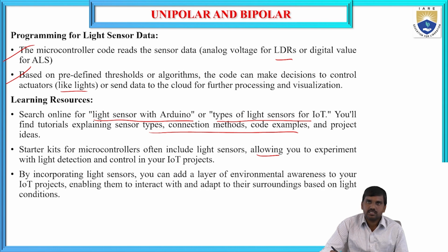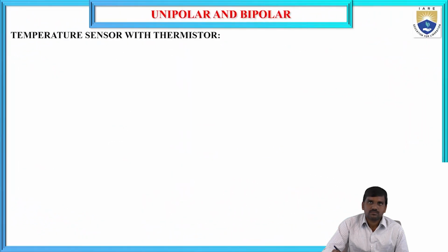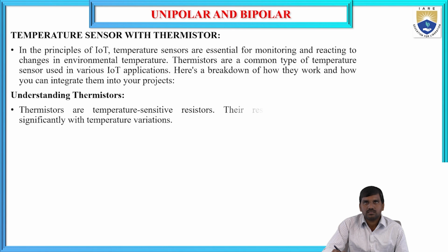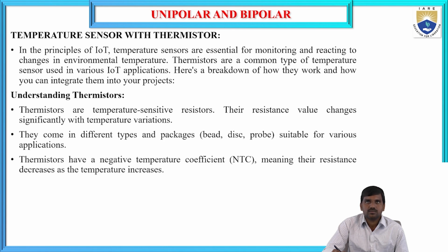By incorporating the sensors, you can add a layer of environmental awareness to your IoT projects, enabling them to interact with and adapt to their surroundings based on the light conditions. The last but one here, temperature sensor with thermistor, for reading the temperature, whether room temperature, environmental temperature or industrial temperature. In IoT, temperature sensors are essential for monitoring and reacting to changes in environmental temperature.